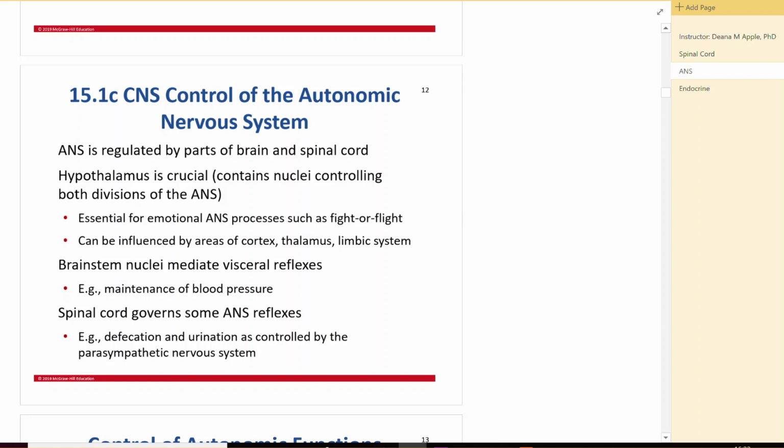So what was the limbic system again? Anybody remember? This is your emotional center. Fear, happiness, love.